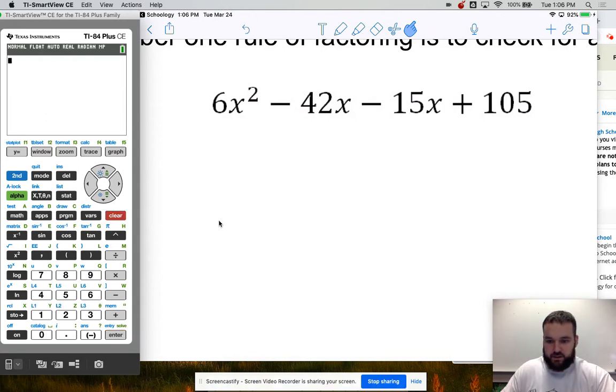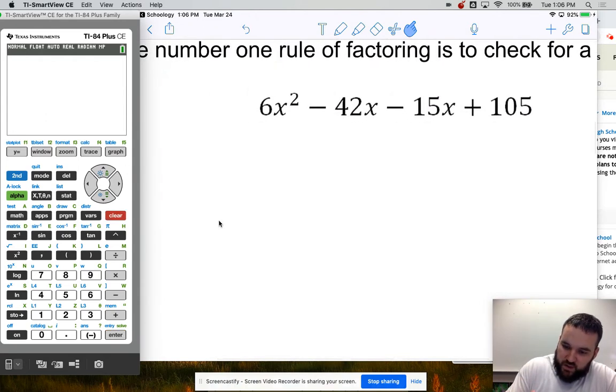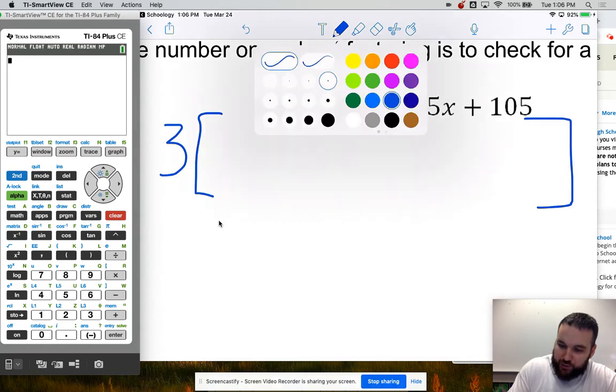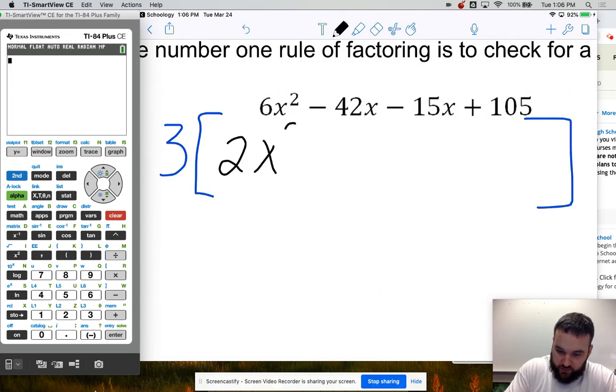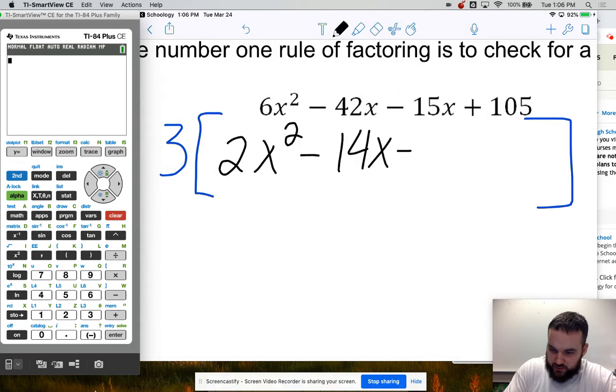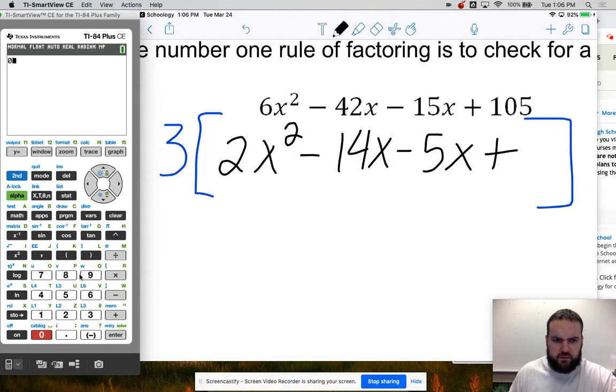So that means what I can do here is take a 3 out of, now, this is not me splitting up the problem, okay? I'm going to take 3 out of all 4 of the terms. Every term is getting divided by 3. So 2x squared instead of 6x squared. This is minus 14x. This is minus 5x. And then this is plus, I erased it. What was it, 35? 45? 35. 105 divided by 3 is 35.